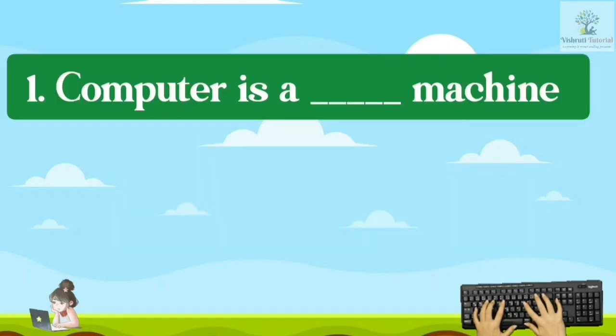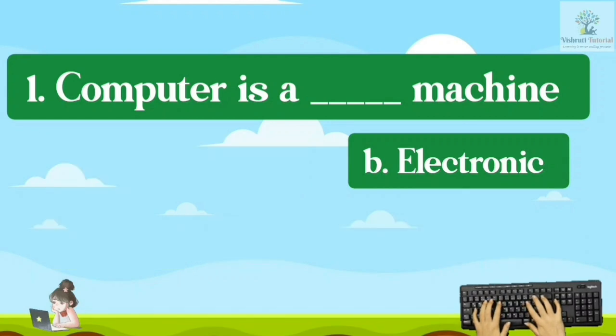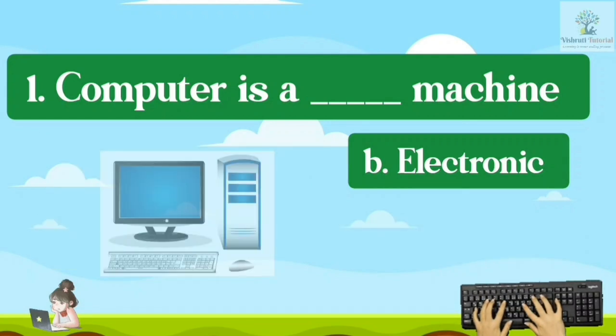Question number 1. Computer is a dash machine. Options: A. Self-operating, B. Electronic, C. Non-electronic, D. None of these. And the correct answer is B. Electronic. Computer is an electronic machine.